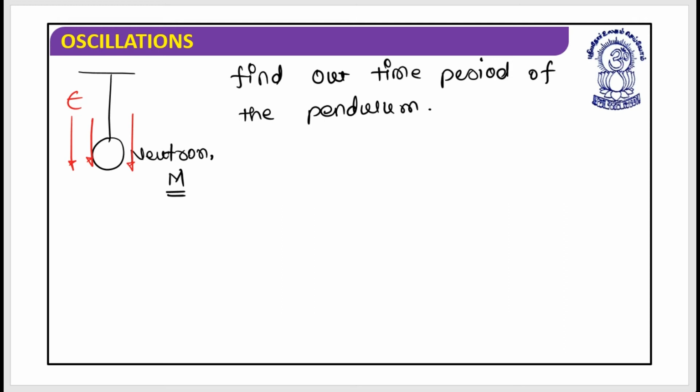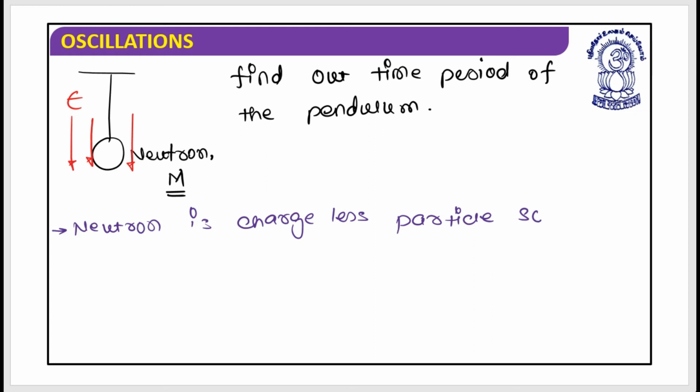As you might be aware, a neutron is a chargeless particle, and so no Fe could act on the neutron.